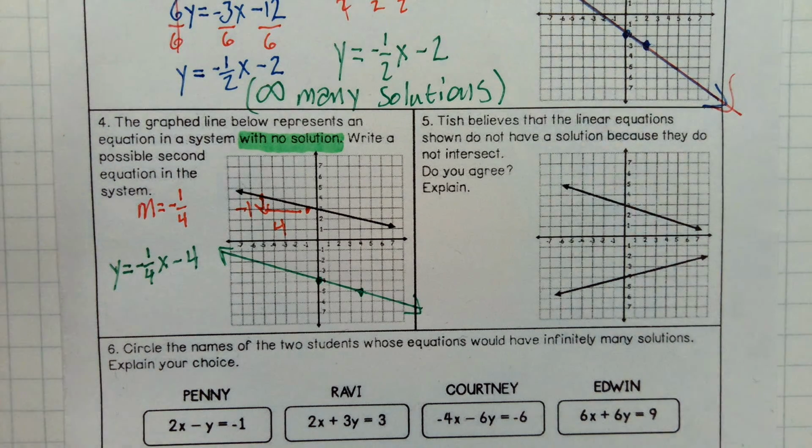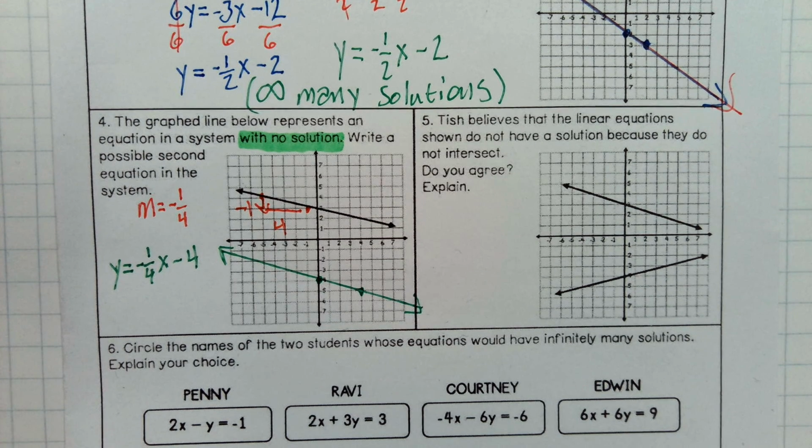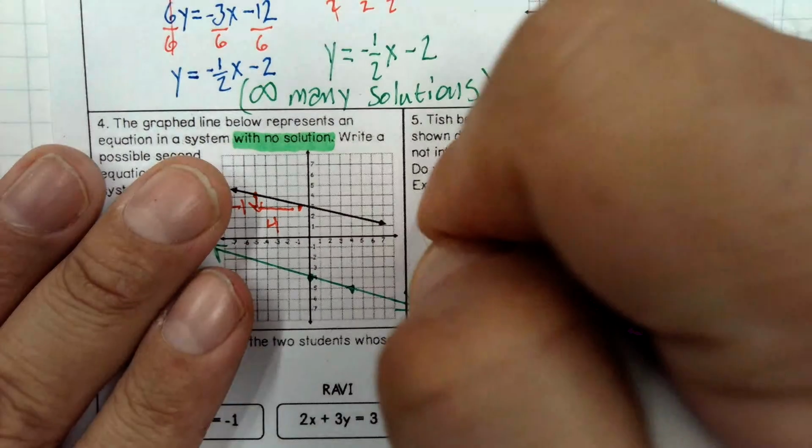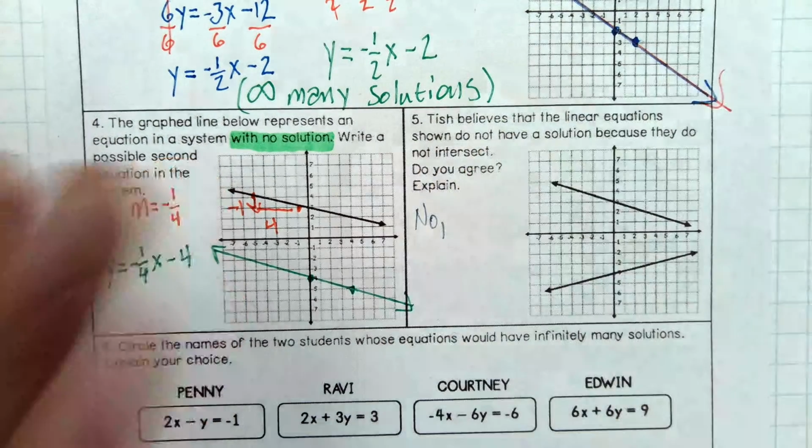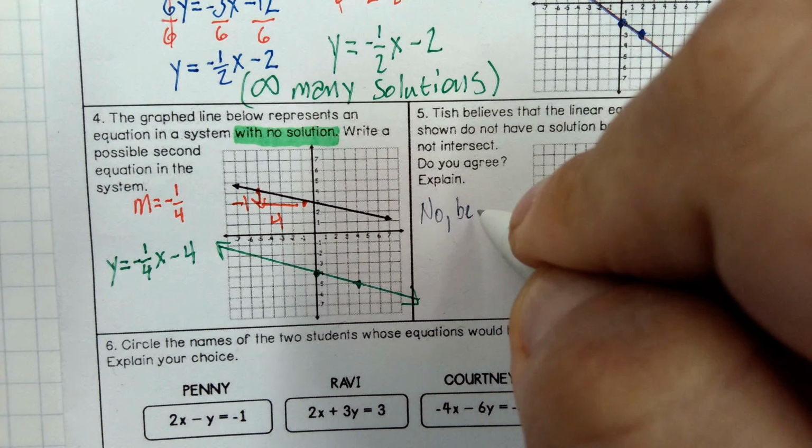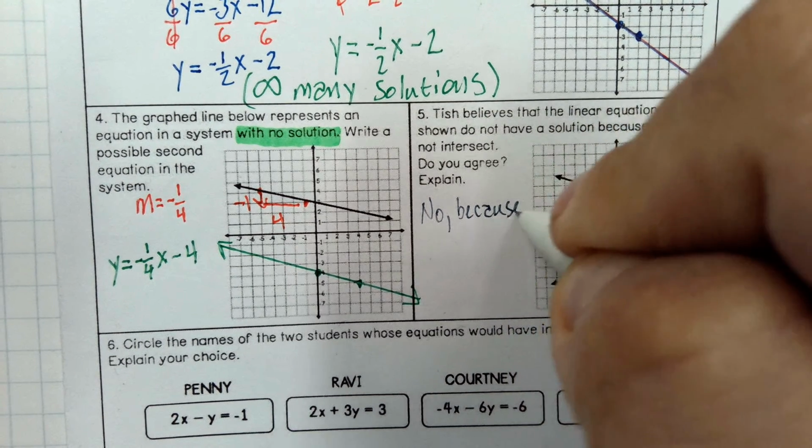Okay, Tish believes that the linear equations shown do not have a solution because they do not intersect. Yet. Ooh, I love that. Yet. Do you agree? Is this an example of a no solution? No. Obviously, we're all going to say no. What's a good reason?